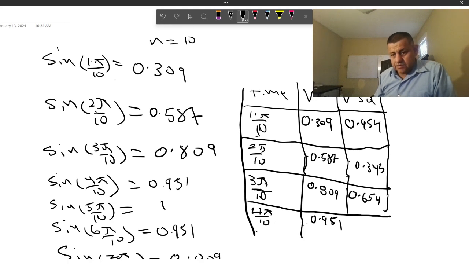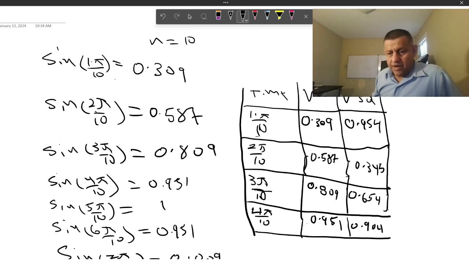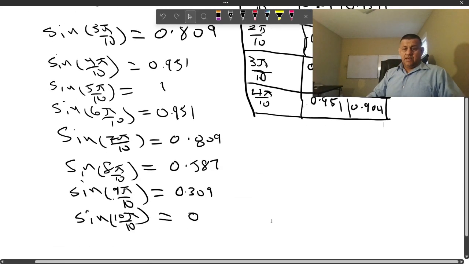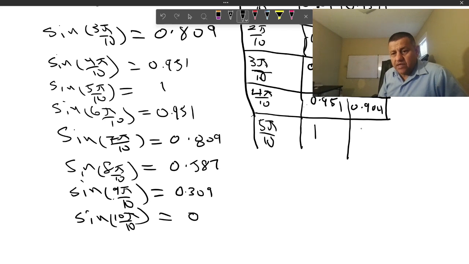Next, we square that, and we get 0.904, right? So now we do next. We do 5 pi over 10, and 5 pi over 10, we know that is equal to 1, because it's 1/2, right? And then we square that, which is 1, right?